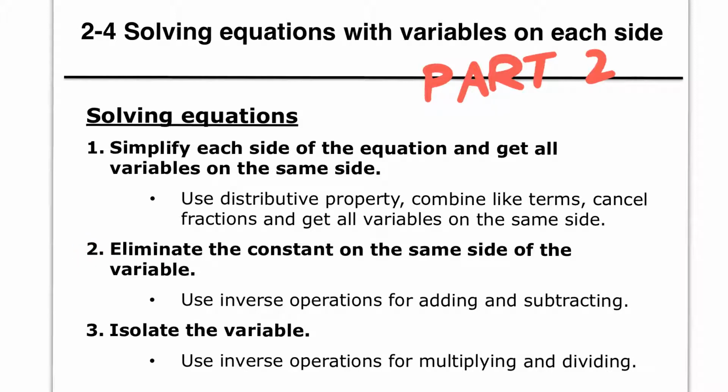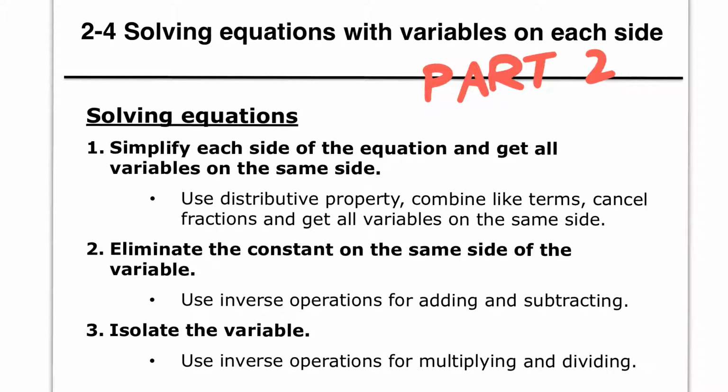Step number 2 is you eliminate the constants on the same side of the variable. To eliminate the constants, which are the numbers with no variable, you are going to use the inverse operations for adding and subtracting. So you do the opposite.